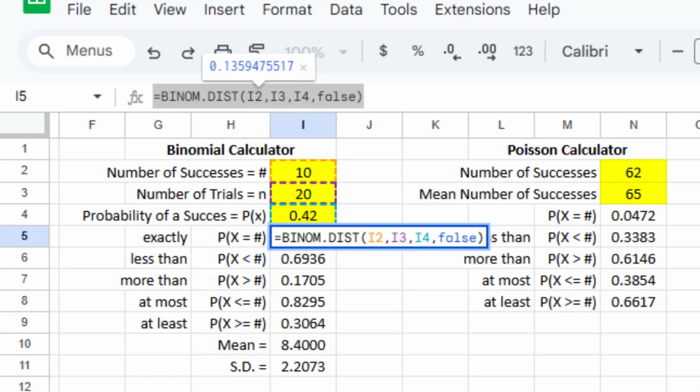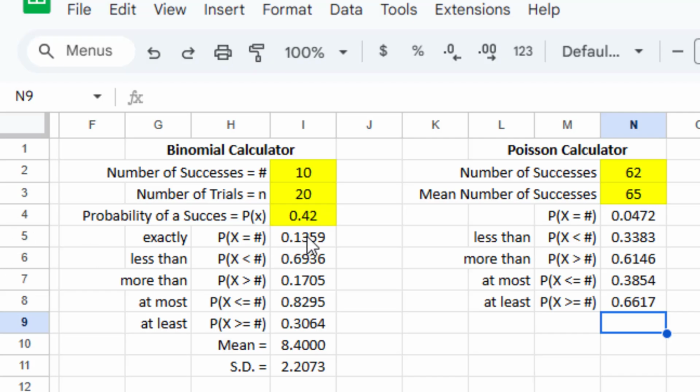Okay, you can see that in my example, the way I've set up my binomial distribution function is instead of going in and manually typing in the different X, N, and P every single time, I'm using a cell reference. So instead of X, I've got I2, comma, instead of N, I've got I3, comma, instead of P, I've got I4, comma, and then false, because false is when we want to know exactly this many successes.